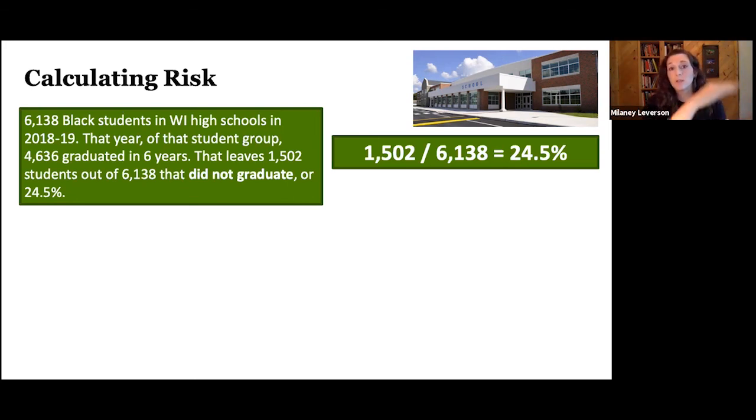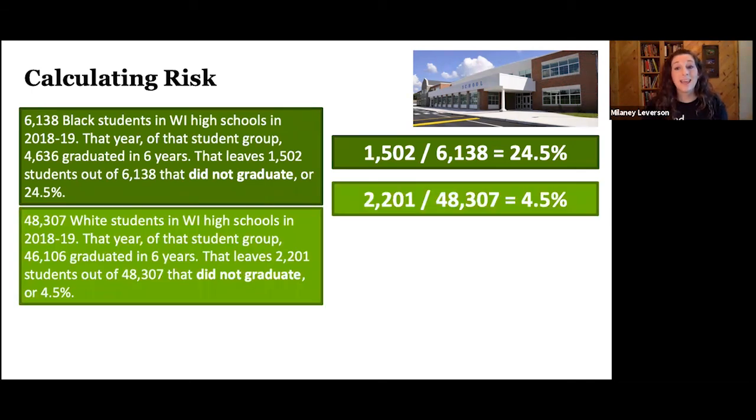If you remember, that coincides with the graph that we saw where that graduation rate hovers around 75%. As a comparison, there were 48,307 white students in Wisconsin high schools in 2018-19. Oh, these are all 2018-19, sorry for that typo in my voice. That year, of that student group, 46,106 graduated in 6 years, leaving over 2,000 students that did not graduate. But when you look at that, it's actually only 4.5%. So again, correlating with the graph we showed earlier, where over 90% of students who are white are graduating.